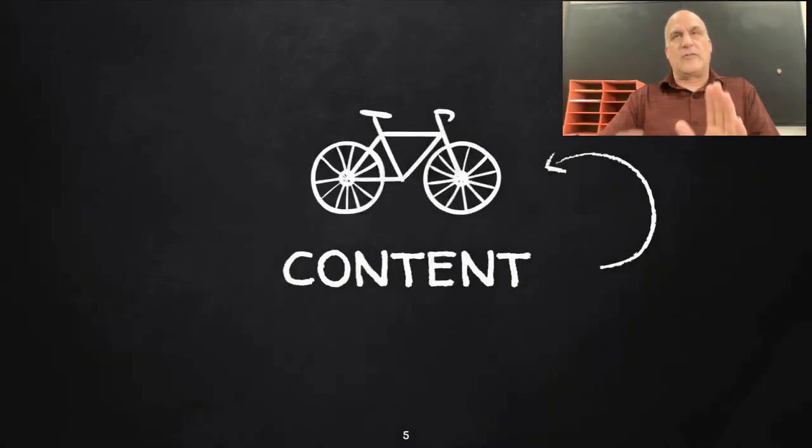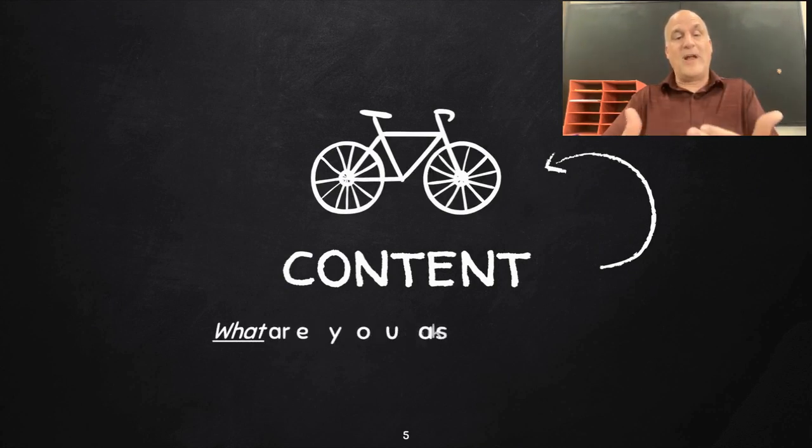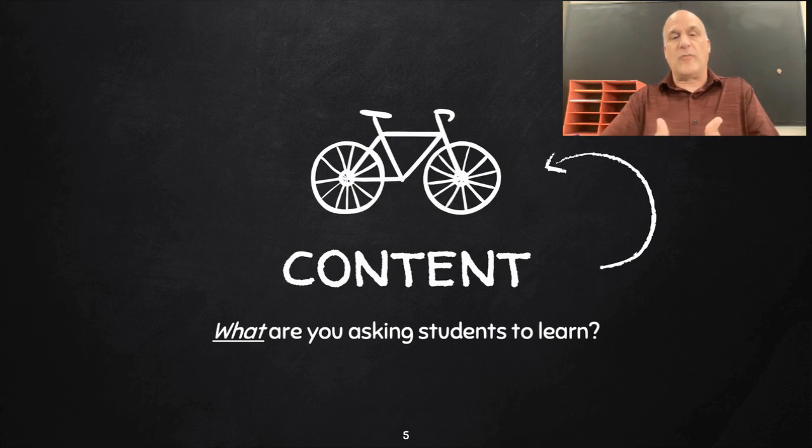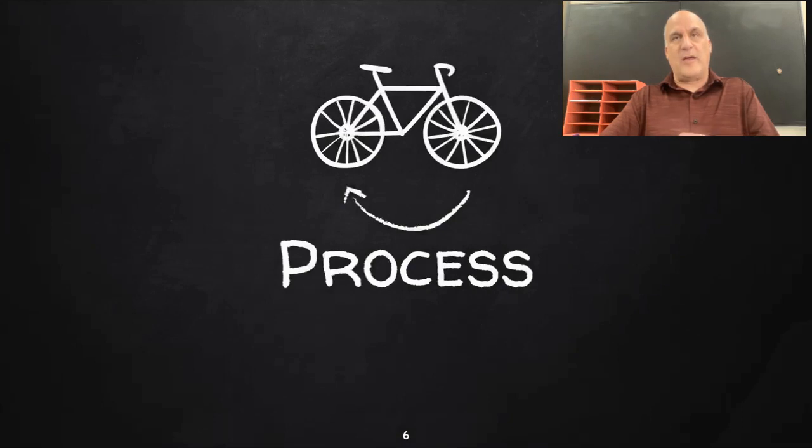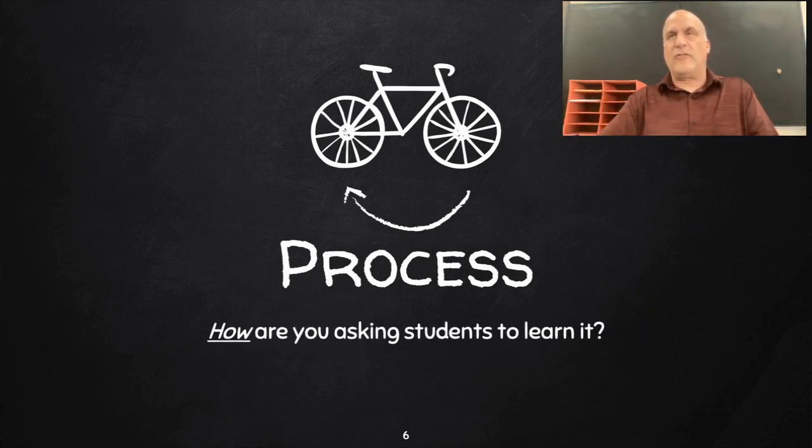When we're looking at content, we're going to use a bicycle as our example here. If we are trying to teach students about bikes, and we're starting with content, we're going to start with the what. What is a bike? What are the different parts of a bike? So that we're looking at the what, being able to identify the content of what you're being asked to do. When it comes to process in the bike, you're looking at how does the bike work? We have all these pieces and parts, but once we get things in motion, how are we asking students to learn? How do we want them to understand it?